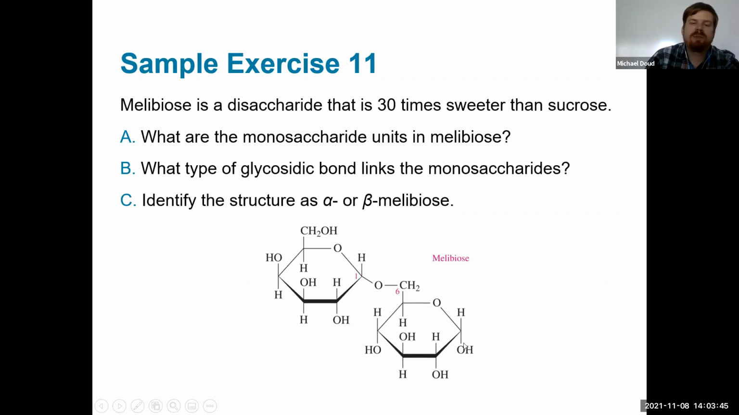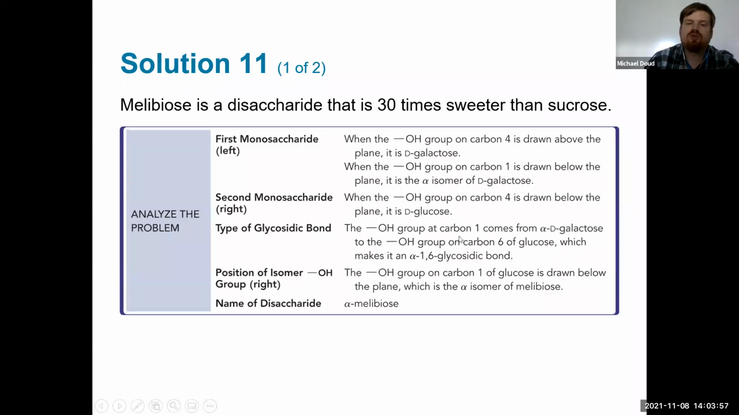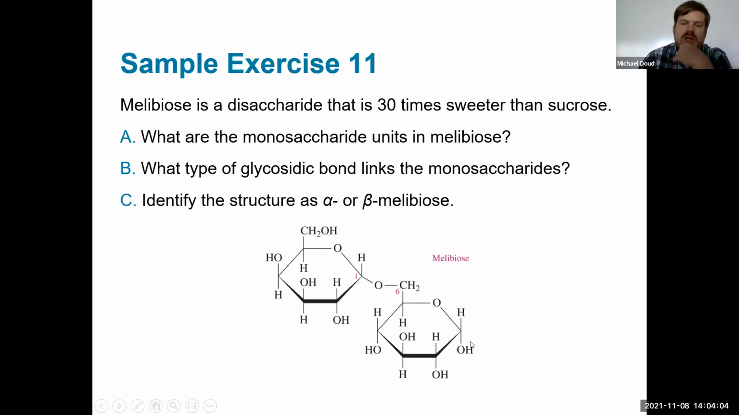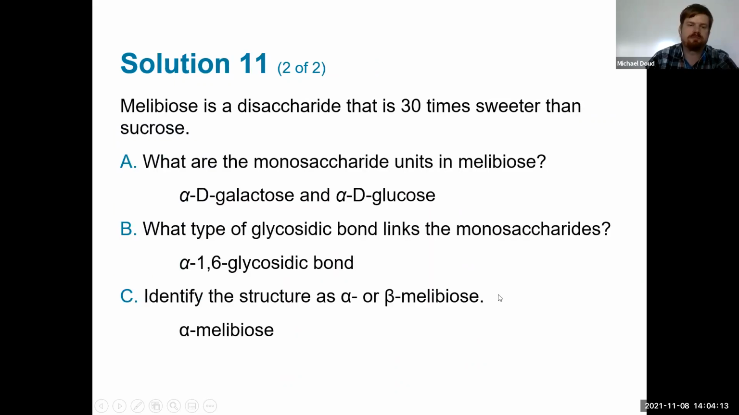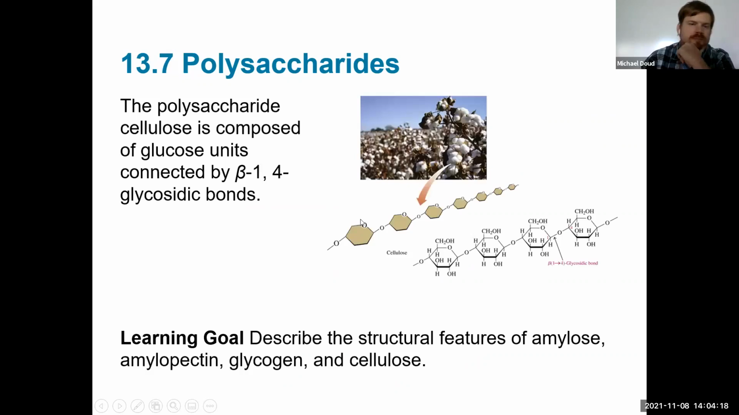Now, what about the bond type? Well, it's an alpha carbon from the galactose here, right? So we know it's alpha, and then it's a link between the 1 carbon over here and the 6 carbon over here. So it should be an alpha 1,6 glycosidic bond. Finally, you look down here at melibiose, we see that the other carbon 1 over here is pointing down with its OH group. So that's the alpha form of melibiose. Okay, so that's how we determine it.